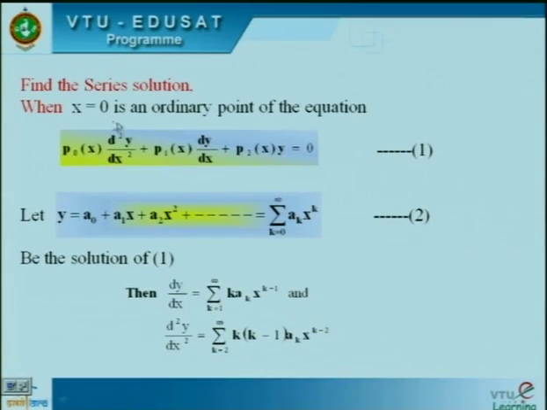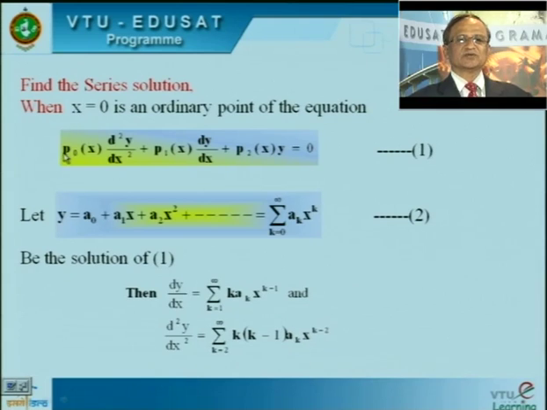So, when x is equal to 0 is an ordinary point of the given differential equation. Okay. So, now I want to find the series solution of this equation, right. So, I will assume that x is equal to 0 is an ordinary point. Then, according to the condition, I can assume the solution of this differential equation is y is equal to a naught plus a1 x plus a2 x square and so on, or you can write down using the summation ak x to the power k, k varies from 0 to infinity, right.